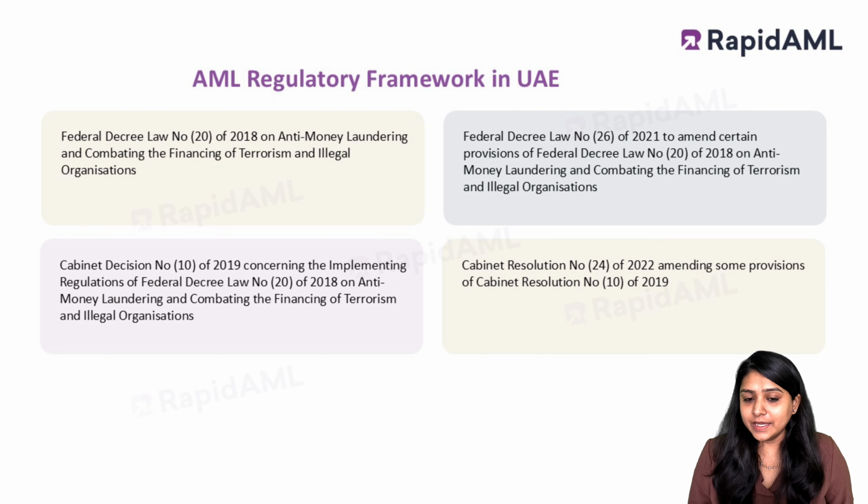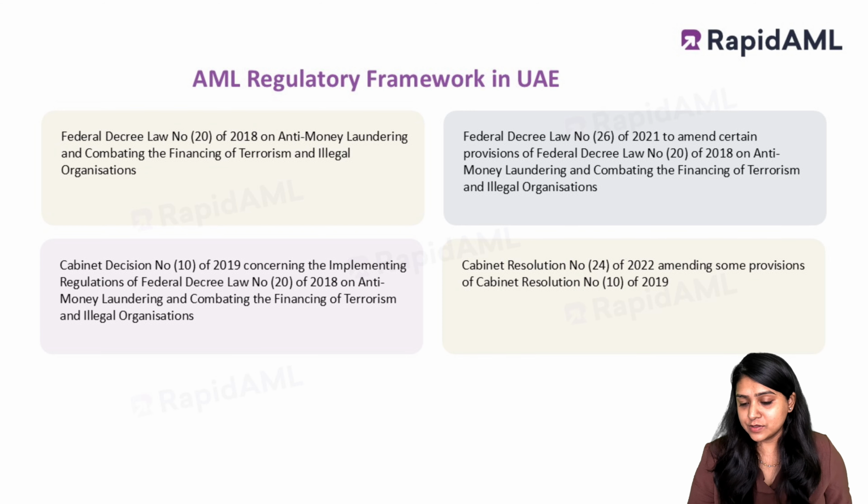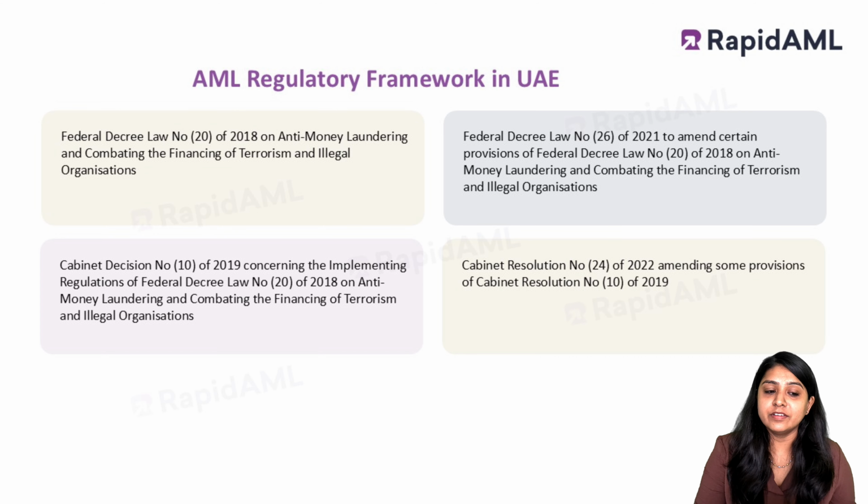So let's talk about the AML regulations or laws which are implemented in United Arab Emirates. So the first was Federal Decree Law number 20 of 2018, on anti-money laundering and combating the financing of terrorism. After that came Federal Decree Law number 26. So basically, Federal Decree Law number 26 is amending the regulation, that is Federal Decree Law number 20.